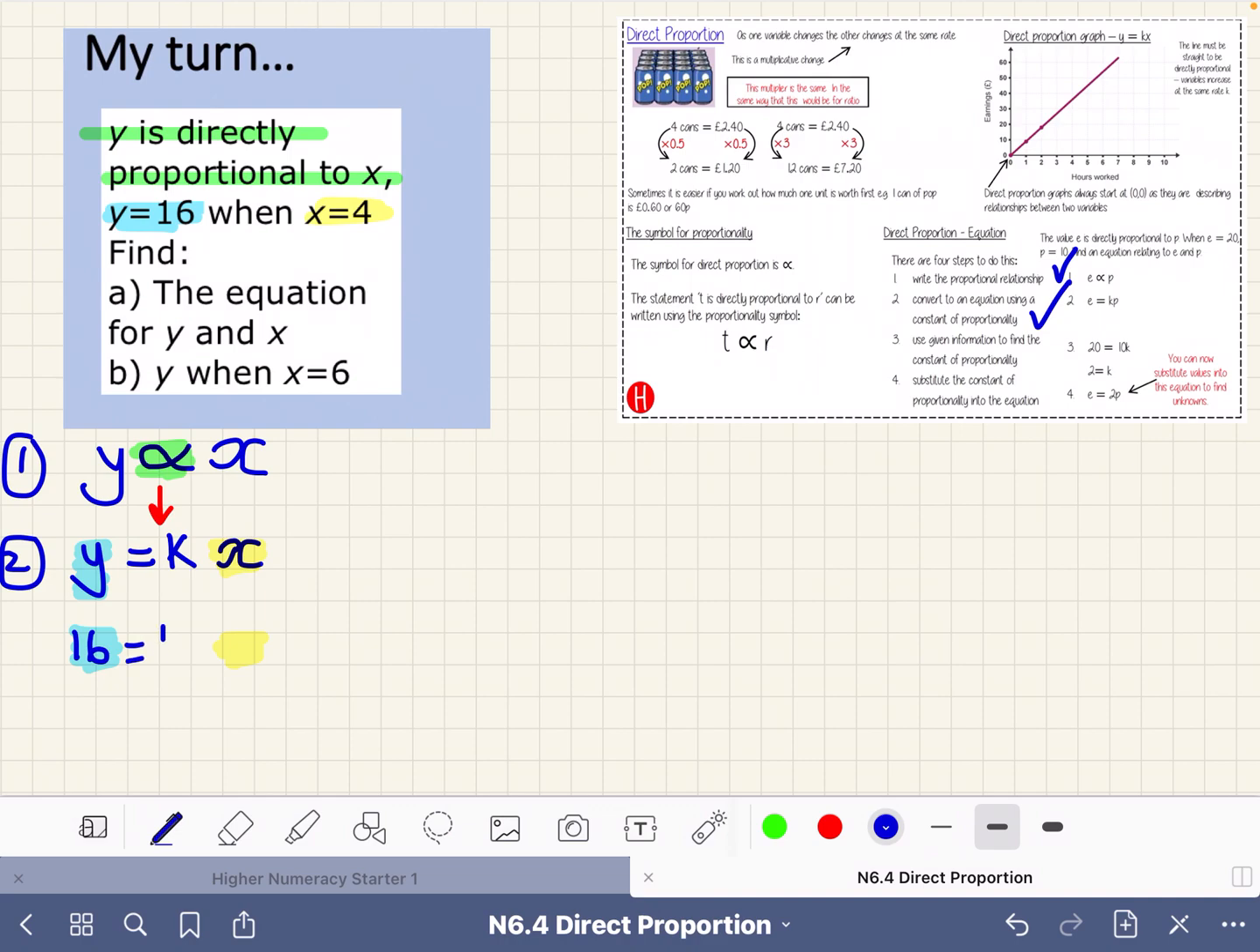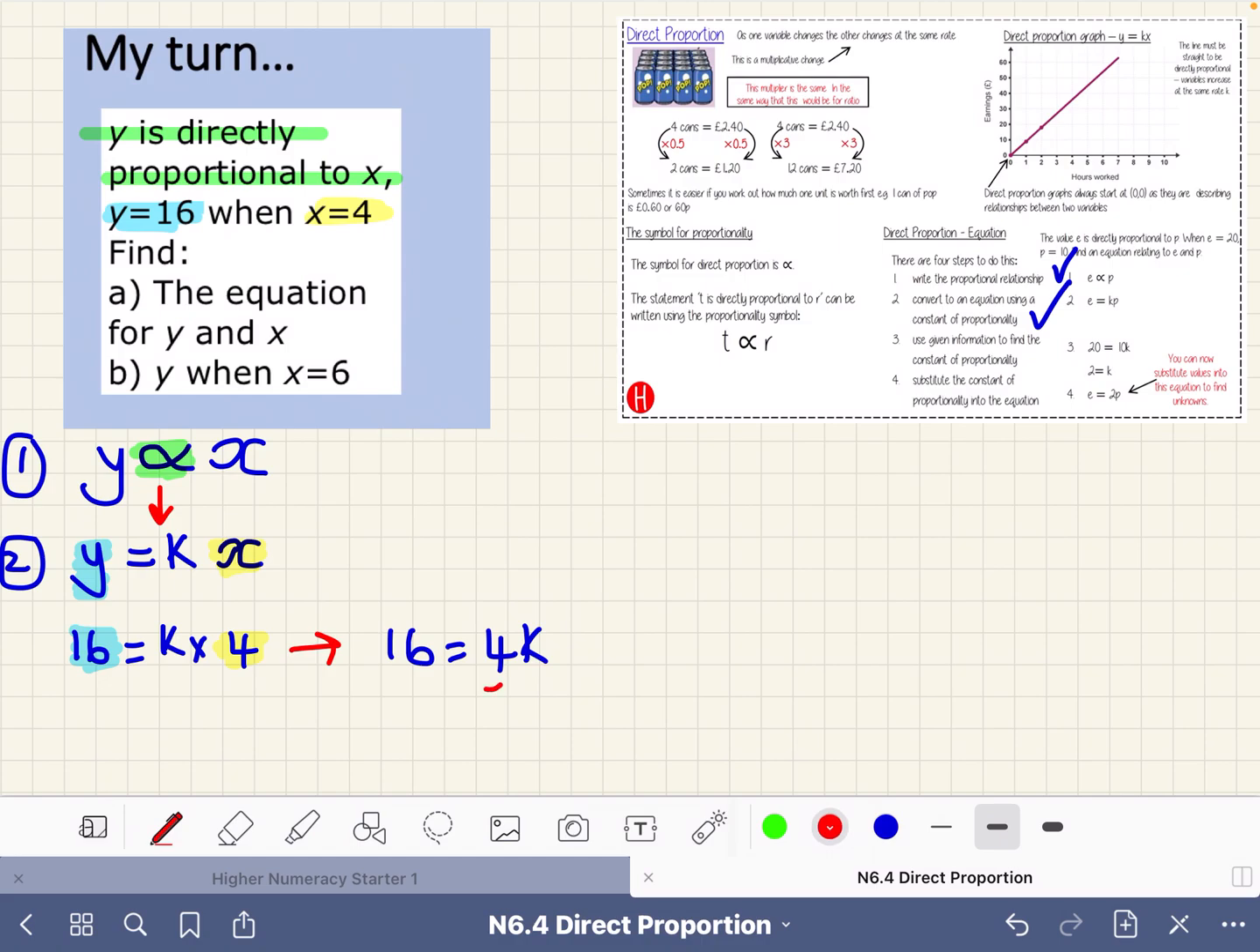So y/x equals k, and we multiply by 4. Remember, when things are next to each other, they multiply by each other. This can be written, remember, as 16 equals 4k. We now have our one-step equation, which we will use to work out what k is.